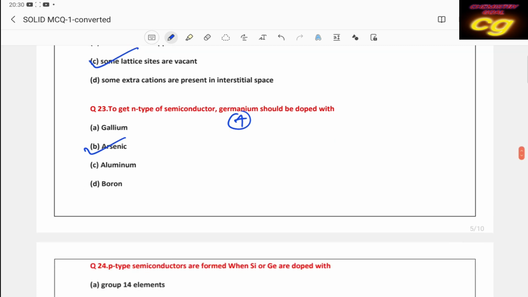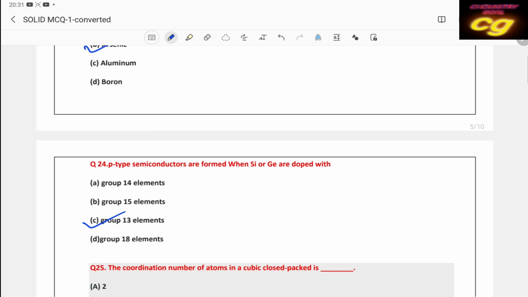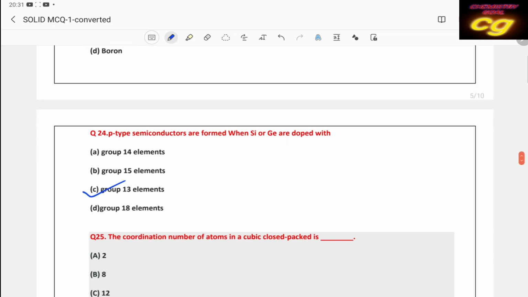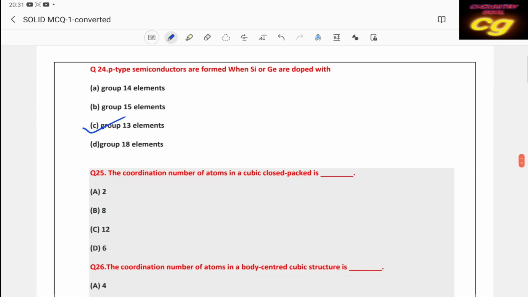So answer is arsenic. P-type semiconductors are formed when silicon or germanium are doped with which? P-type means we have to use lower valency. Lower valency is which one? Group 13. Options are group 14, 15, 13, 18. So 13 is the correct answer, that is choice C.